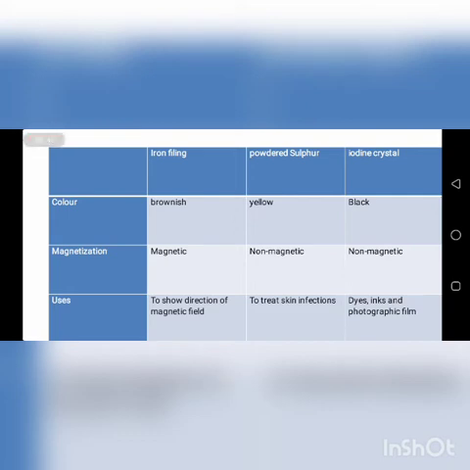And the powder sulfur is used to treat skin infection. That is why you use the yellow powder to treat skin infection. And iodine crystal, you can use it to make dyes, inks, and photographic film. So these are the different uses of the three specimens. If you are asked, remember their color, their magnetization, and their uses.